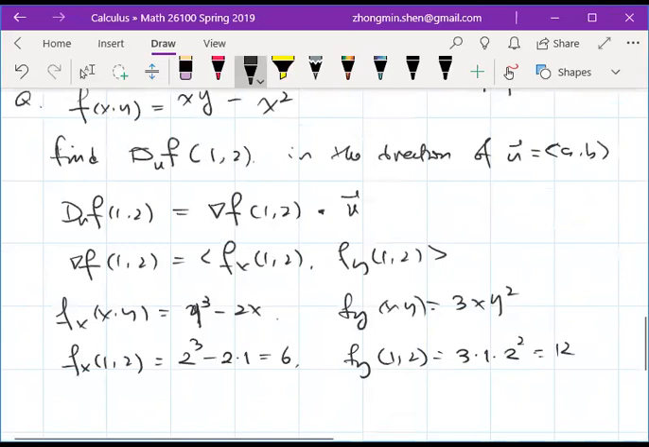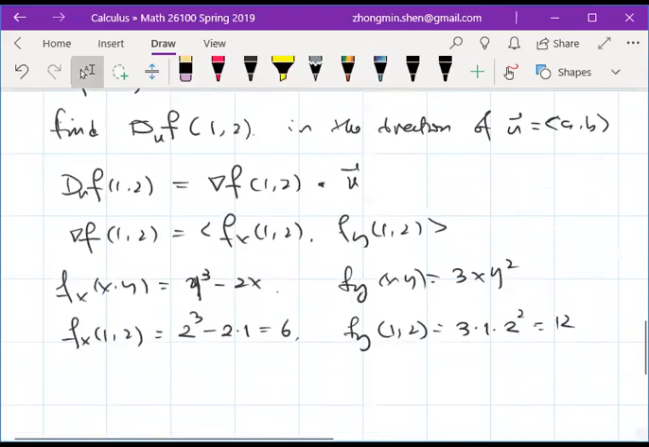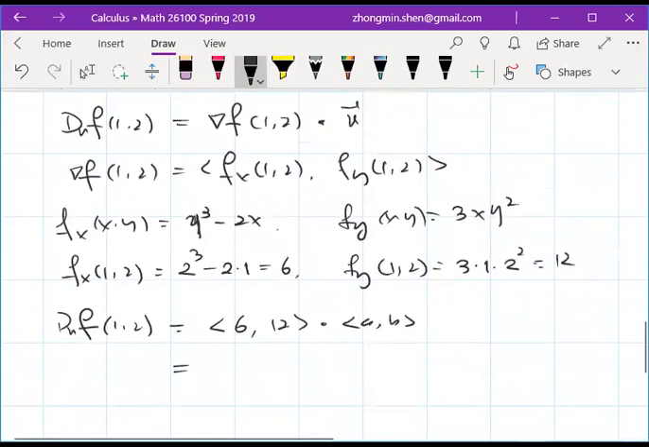Okay, so those are the partial derivatives. So once you find the partial derivatives, evaluate at the point (1,2), you can get all the directional derivatives. Okay, so the directional derivative is going to be the inner product of (6,12) with (a,b). Okay, so you can also write it as 6a plus 12b. That's okay. So that's the number, right? And it depends on the direction you choose.